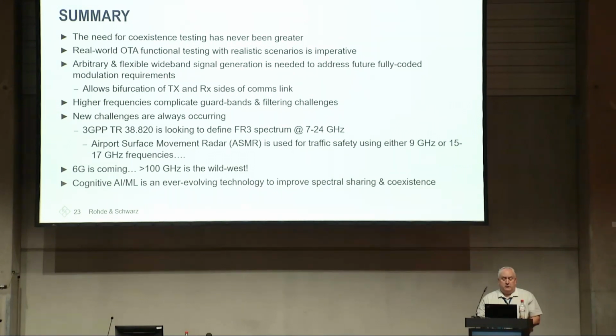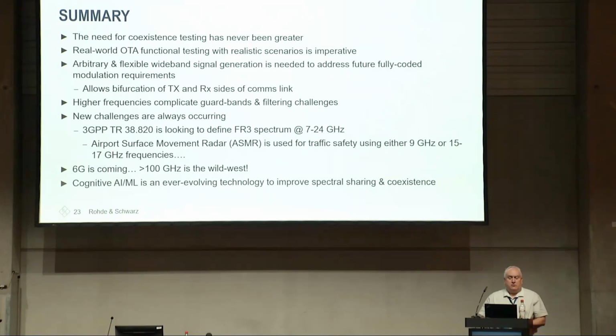TR 38.820 is looking to define some spectrum in FR3 between 7 and 24 gigs. Guess what? If you've ever been to an airport and you see the small, very fast spinning antenna, the airport surface movement radar, that's the radar that basically tracks planes on the ground, potentially in fog typically, to make sure they're going where they're expected to go. Well, ASMR uses 9 or 15 to 17 gig, slap bang in the middle of the FR3 band that might be reallocated. And of course, we'd be remiss if we didn't say that 6 gig is coming.